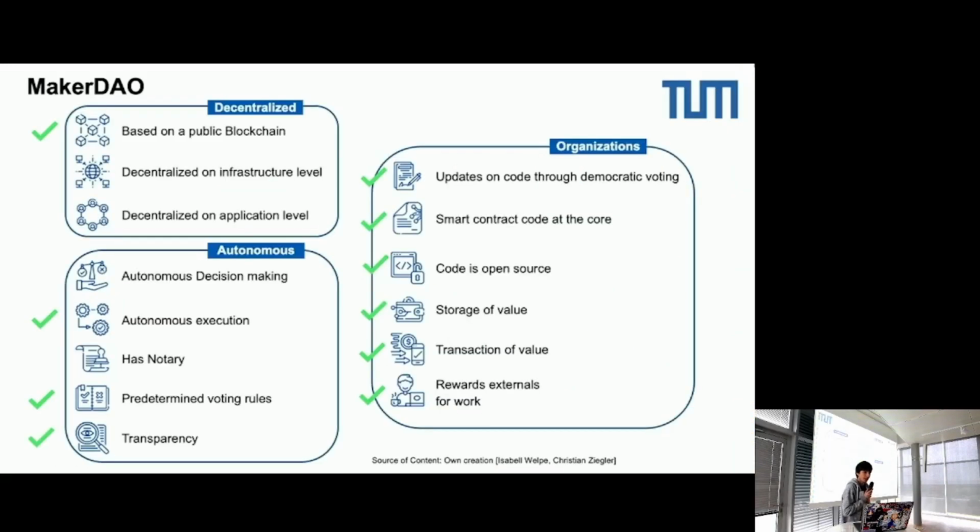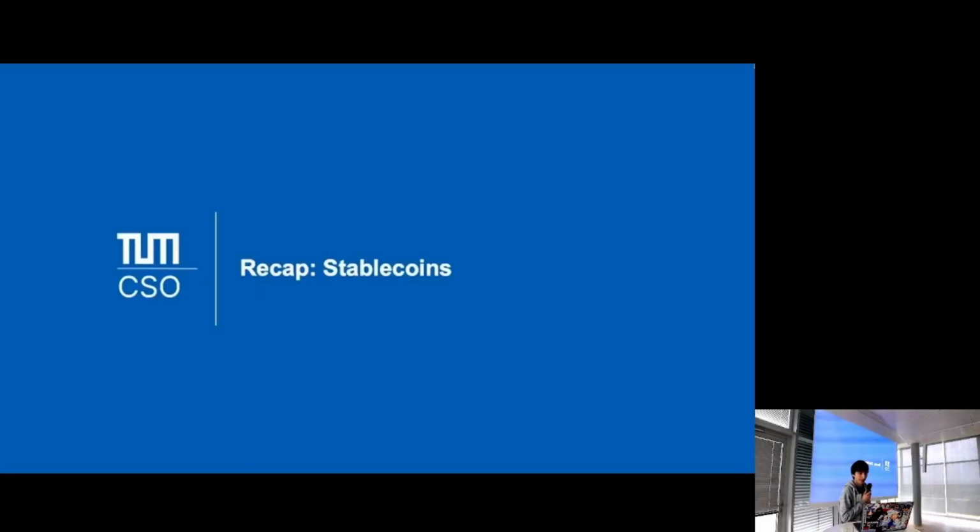If we now look at the properties I've shown you before, Maker has quite a lot, so I would consider it to be pretty major. So it's based on the public blockchain, has autonomous execution, voting rules, transparency, and all of the organizational features. So maybe a very small recap about stablecoins, because the core of the business of MakerDAO is issuing a stablecoin. So some of you might not know how they work, so I'll go over them again.